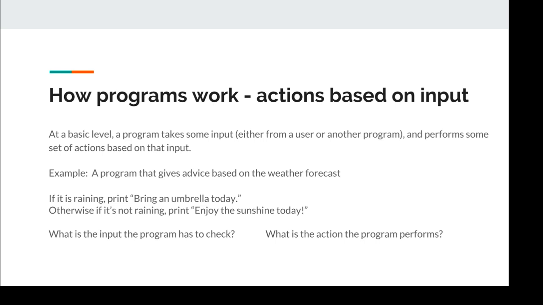What's the input that determines what we print? Yeah, if it's raining. That's the input. Thanks, Jack. Is it raining? That's the input that we're going to check. So what is the action that the program is going to perform based on that input? Yeah, that's right. It is going to print some advice about what to do given that piece of information.